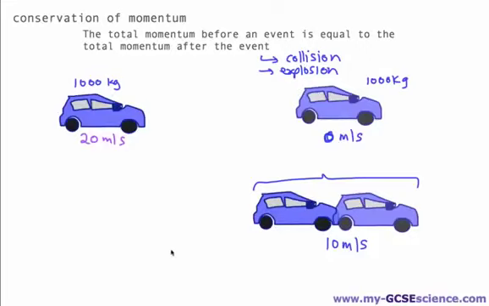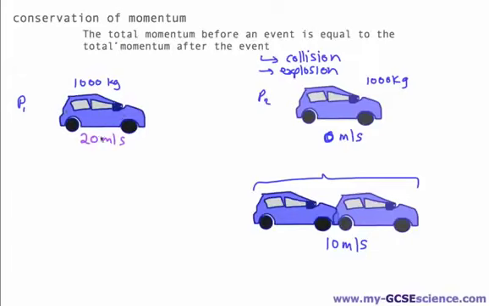We could work this out mathematically because we don't always get scenarios where the masses are the same. So we could work it out using our formula, and we could just say, well, the total momentum before the event is equal to the total momentum after. So what is it before? The momentum before is the individual momentum of the two cars. Sometimes they label this as P1 and P2.